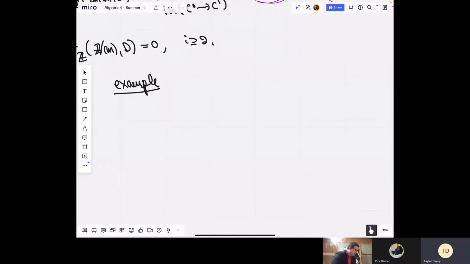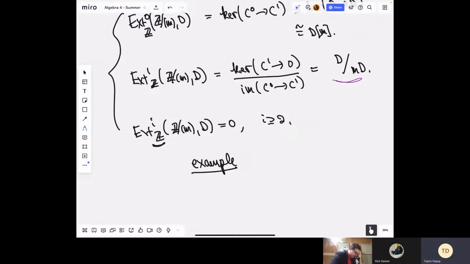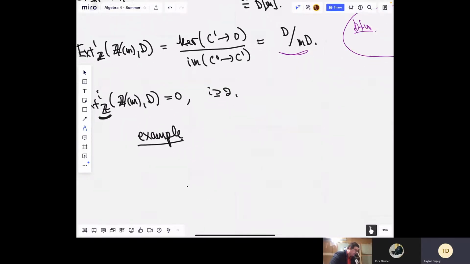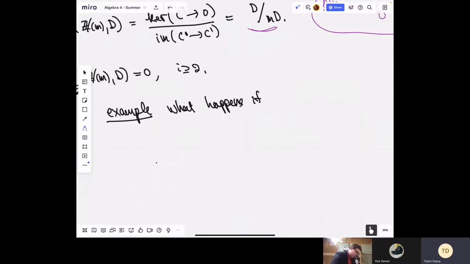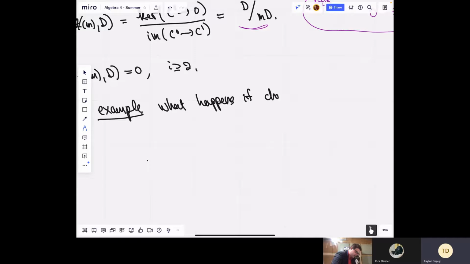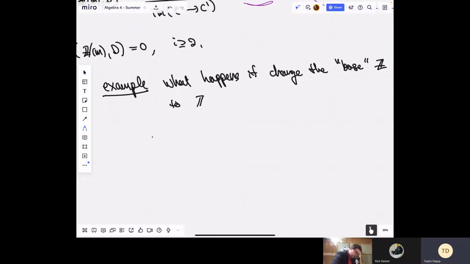Okay, so notice that this thing is relative to this Z here. We can actually change this Z and get some different things. So what happens if we change the base Z to, let's say, Z mod m?